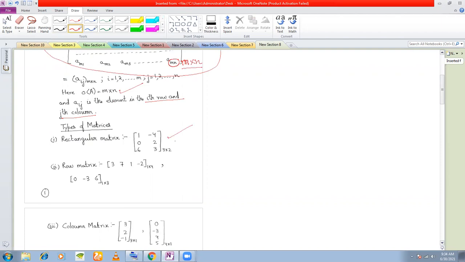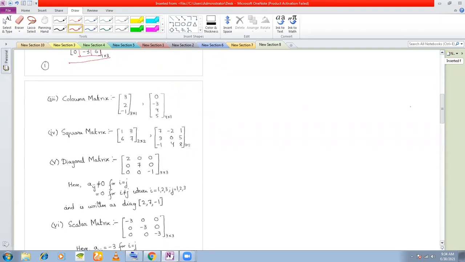Types of matrices: this is a rectangular matrix, which has 3 rows and 2 columns. Order is 3 by 2. This is a row matrix which has only a single row, so it is of order 1 by 4. How many columns? 4 columns, right? Similarly, this is also a row matrix because it has a single row and 3 columns, so its order is 1 by 3. This is called a column matrix, where there is only a single column. It has 3 rows here, so the order is 3 by 1. Similarly, the order here is 4 by 1.